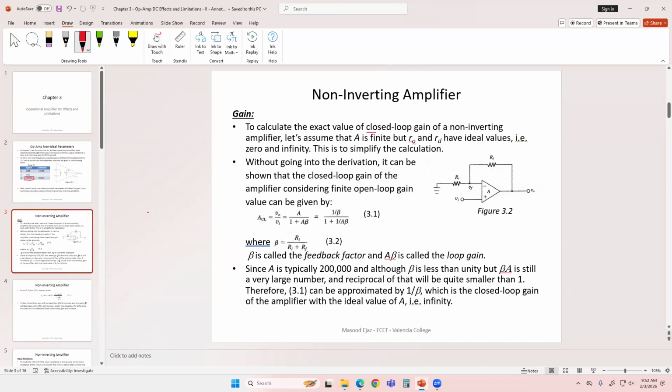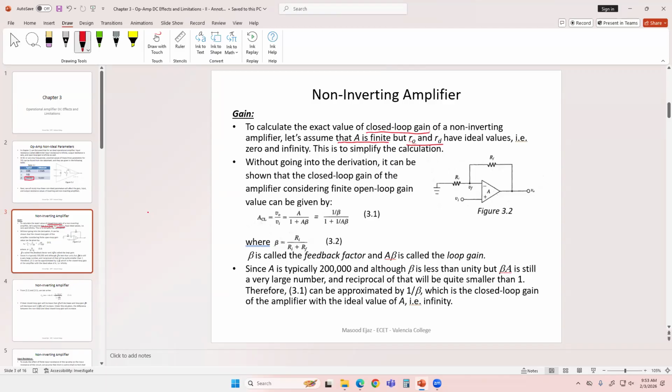Now, when we are calculating the exact value of closed loop gain of a non-inverting amplifier, we will assume the non-ideal value of A. That is, we will assume that A is finite, 200,000 typical value, but we are going to assume that the R0 and RD still have ideal values, and this is because our calculations are going to become extremely complicated if we assume all three values to be non-ideal. So in this case, since we are calculating the non-ideal closed loop gain expression, we will assume only that the open loop gain value is 200,000.